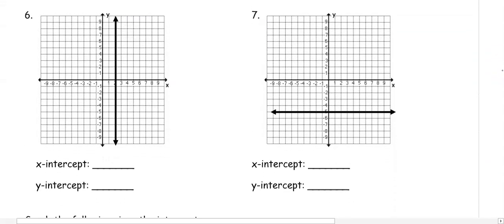Now, in 6 and 7, we're only going to have one of each because of the type of line. When we have a vertical line, it's going through the x-axis only, so it's only going to have an x-intercept. It's not going to have a y-intercept. Whereas when it's a horizontal line, it goes through the y-axis and not the x-axis. So it's not going to have an x-intercept. The y-intercept is going to be 0, negative 5.